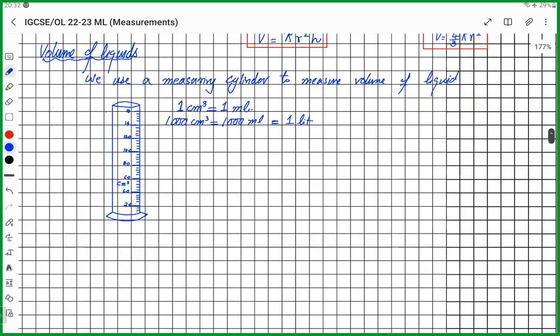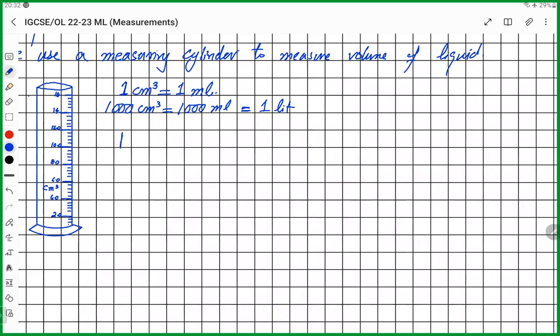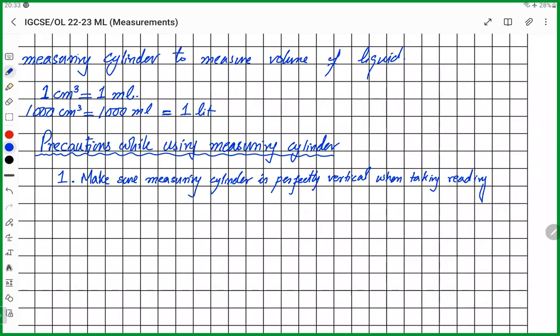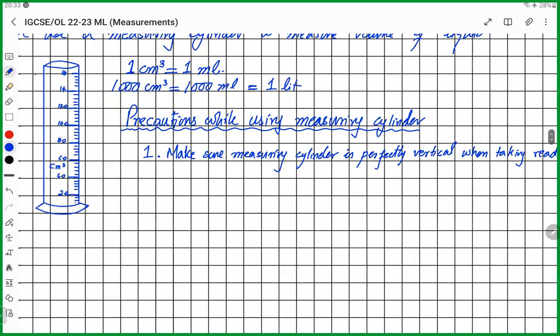Now, precautions while using a measuring cylinder. Number one, make sure the measuring cylinder is perfectly vertical when taking a reading. So whenever we are taking the reading of volume, we have to make sure the measuring cylinder is perfectly vertical.